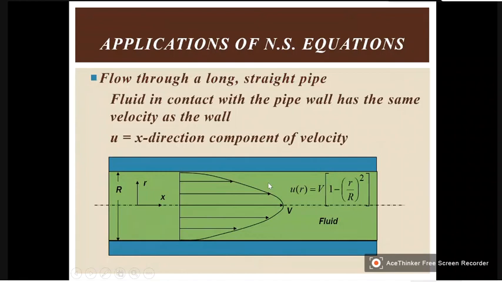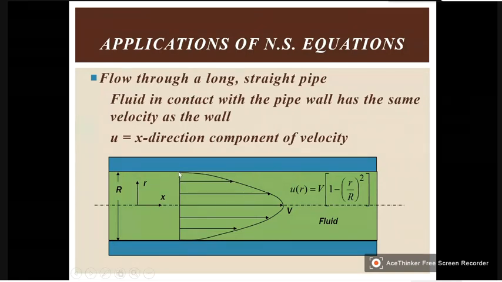Now, let us consider the third case. The third case is flow through a long straight pipe. So there is a straight pipe which is long and straight and the flow is taking place in between. So the fluid is in contact with the pipe wall and has the same velocity as the wall. Now this is the pipe. So the fluid will be in contact with the pipe wall here as well as here.